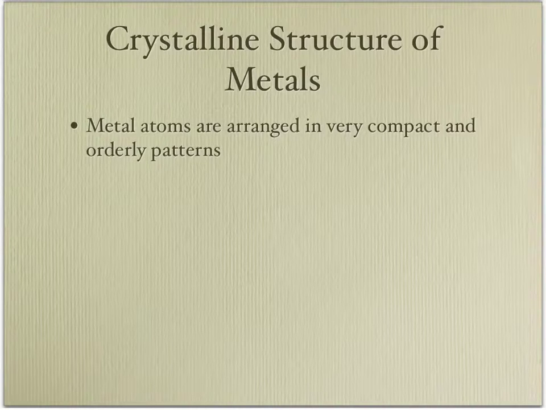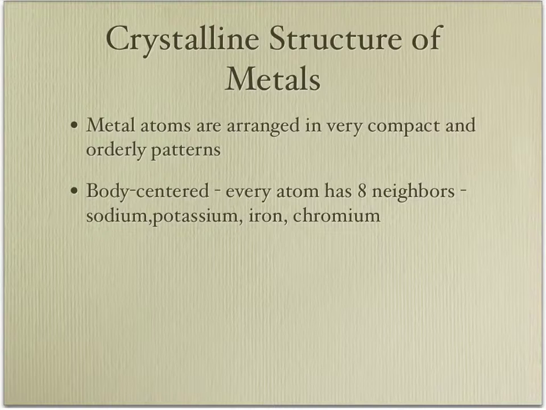Metals usually arrange themselves in as tight a way as they can. They're usually very compact, usually very orderly. And there's three main types we're going to talk about, and I'll show you some pictures of these in a little bit. There are ones that are body-centered, and these have 8 neighbors. Examples of those would be sodium, potassium, iron, chromium.